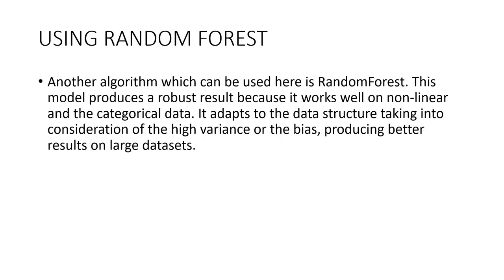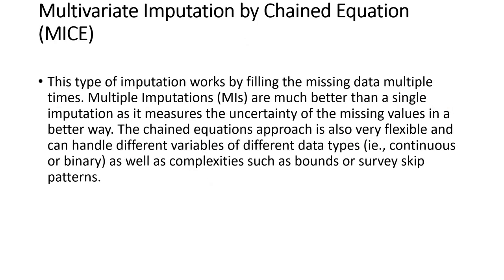Another algorithm you can use is random forest. This model produces a robust result because it works well on non-linear and categorical data. Random forest works well with categorical and non-linear data. It adapts to the data structure, taking into consideration high variance or bias, producing better results on large data sets. This is another algorithm you can use to find the missing values.